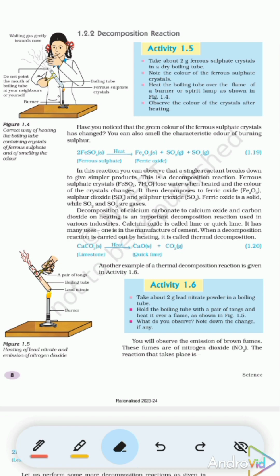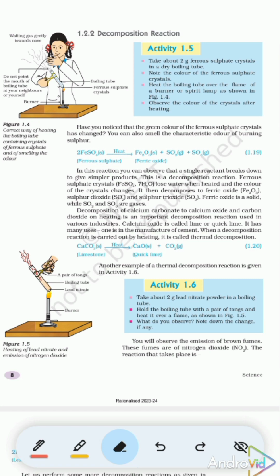Decomposition of calcium carbonate to calcium oxide and carbon dioxide on heating is an important decomposition reaction used in various industries, because these types of reactions are very useful for industry people, because calcium oxide, which is either called lime or quicklime, is used in the manufacture of cement.